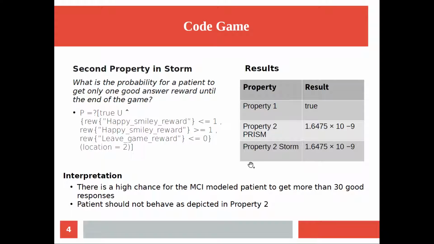Here are the results. The average number of good answers is, indeed, greater than or equal to 30. This implies that if some patients provide far less good answers, there is a high chance that they do not belong to the modeled type of patients. Both versions of the second property give the same result. As this probability is really low, we can deduce that a patient suffering from mild cognitive impairment, as modeled, should not behave as such.